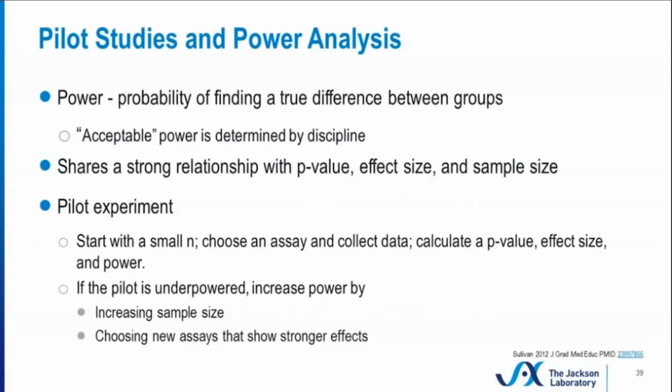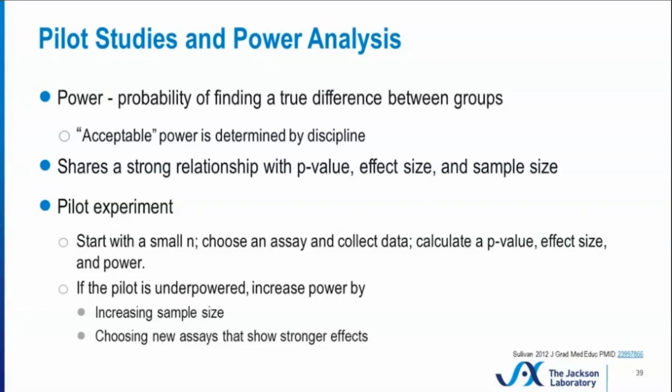Now, there are other factors that you can rope in your studies as well, for example, pilot studies and power analysis. They can all help you to determine your sample size and maintain better sample size planning. Power is the probability of finding the true difference between the groups. Acceptable power, once again, like the other two factors, can be very dependent on the discipline that you are in. It shares a strong relationship with p-value, effect size, and sample size. So all of them combined give you tremendous power as compared to each one of them separately.